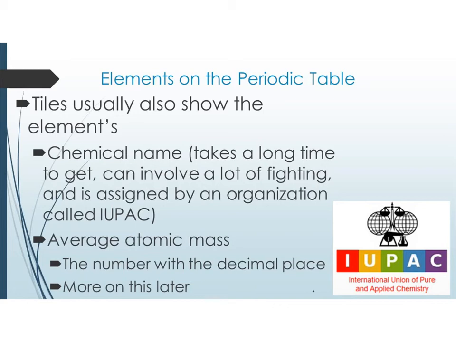But ultimately, who has the power? IUPAC. And that's the organization of chemists who get together, and they set all the standards for chemistry. How do we name the chemicals? How do we spell the name of the elements? What's the symbol? All of that is determined by IUPAC.